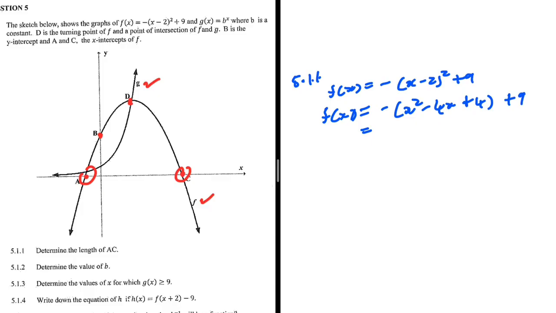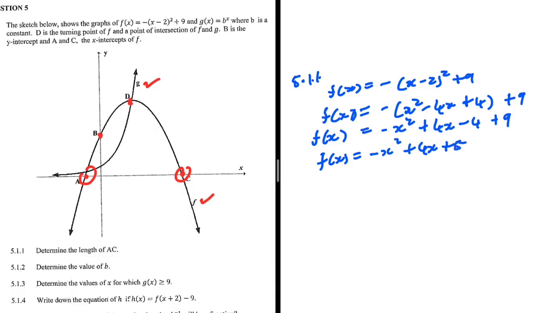If we do that, we're going to get f of x being equal to minus x squared plus 4x minus 4 plus 9. So f of x is equal to minus x squared plus 4x. And then what is minus 4 plus 9? That is plus 5. So there we go, we have f of x.